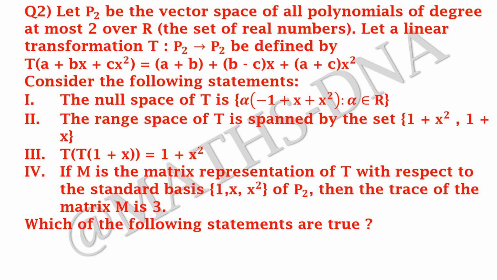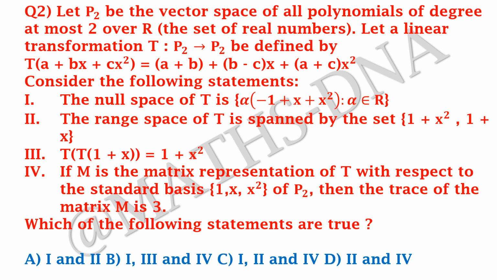Then consider the following statements. The null space of T is alpha into (minus 1 plus X square) for alpha belongs to R. Second, the range space of T is spanned by the set 1 plus X square and 1 plus X. The third one, T of 1 plus X equals 1 plus X square. And the fourth is, if M is the matrix representation of T with respect to the standard basis 1, x and x square of P2, then the trace of matrix M is 3. We have to find which of the following statements are true.